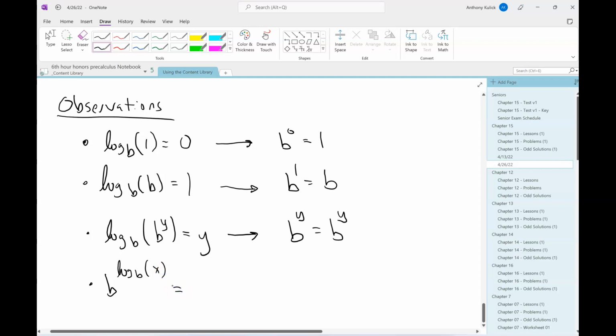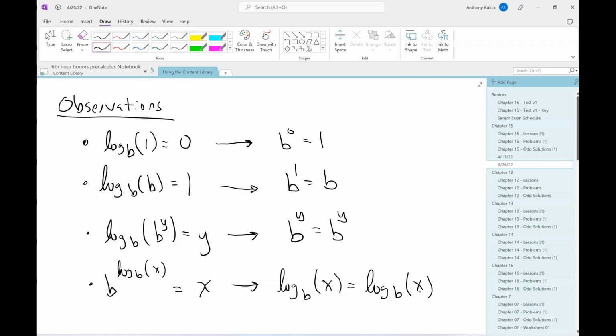B to the log base b of x is x. Great. So that's an exponential equation, right? If I rewrite that as a logarithmic equation, I have log base b of the argument, which is the exponent, equal to the exponent, which log base b of x better sure as heck equal log base b of x, right?